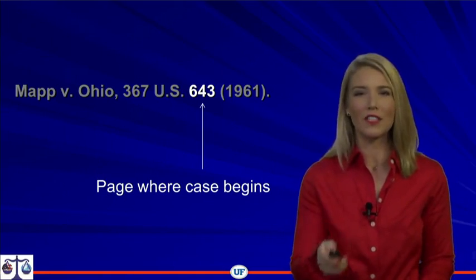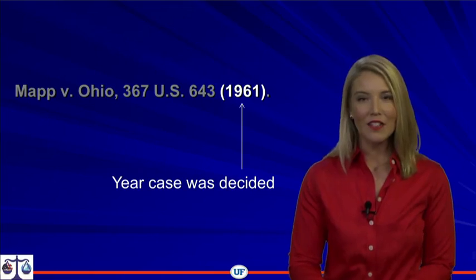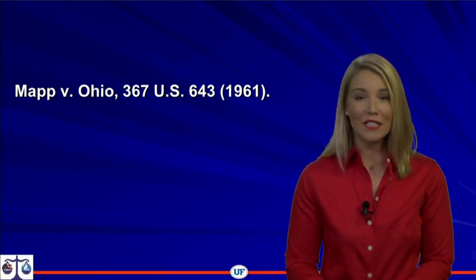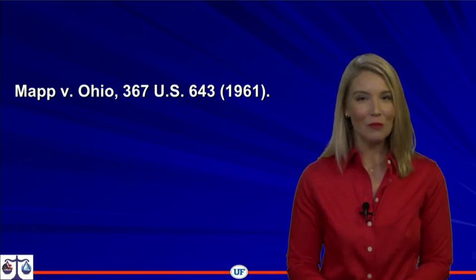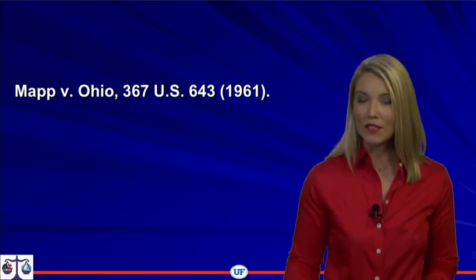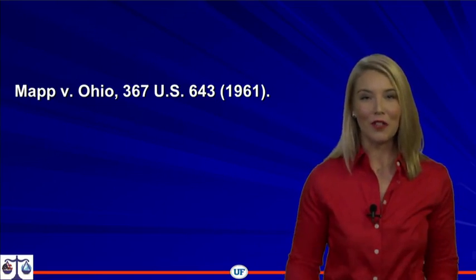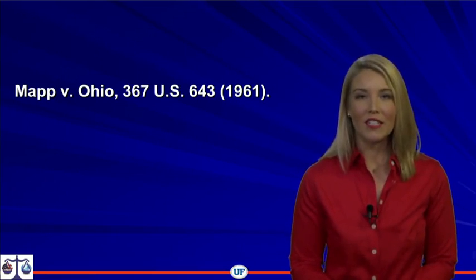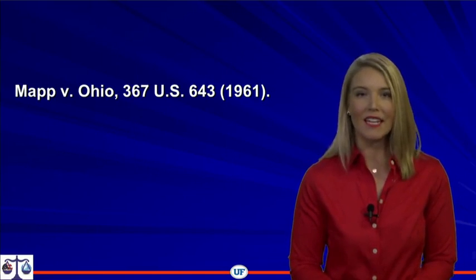The last piece of the puzzle is the information in parentheses, 1961. That is the year the case was decided. So now you know how to interpret a legal citation to a case. Mapp versus Ohio was decided in 1961 by the United States Supreme Court. It was published in the United States Reports, and if you pull volume 367 and turn to page 643, you can read it yourself. Or you can plug in the citation on the screen into your search engine of choice and read the case online.